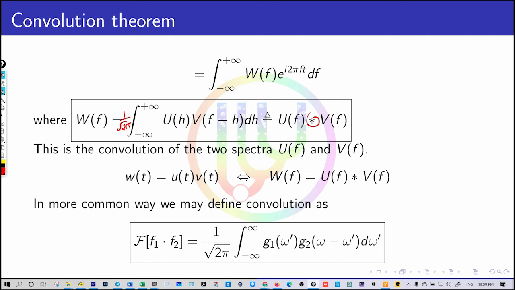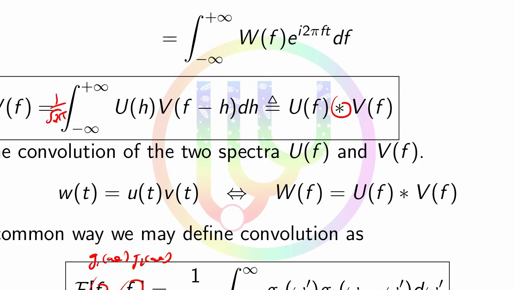Okay, so finally, in other words, you can write the Fourier transform of two functions f1 and f2. The f1 and f2 individually have Fourier transforms g1 and g2. Then the product f1 f2 in Fourier space corresponds to 1 by root 2 pi times the integral from minus infinity to infinity of g1 of omega prime into g2 of omega minus omega prime d omega prime. Okay, and this is called the convolution of u of t and v of t.